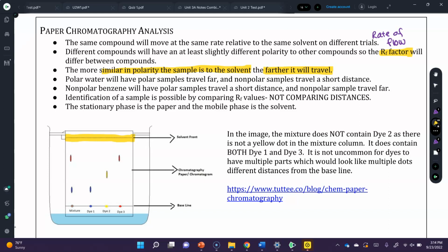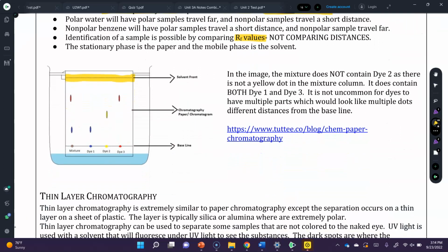Okay, you identify the sample by comparing Rf values. You never compare direct distances because the solvent front will travel different distances. And you can identify samples from that. The stationary phase is always the paper, and the mobile phase is the solvent. In the image, the mixture doesn't contain dye 2, as you can see, because it's not there. It does contain both dye 1 and dye 3. It is not uncommon for dyes to have multiple parts, in which case it would look like multiple dots at different distances from the baseline. We are going to do that with food dyes in a candy chromatography lab in class.